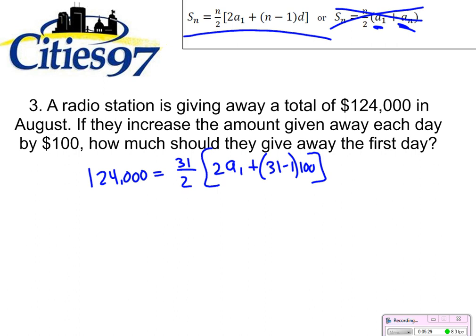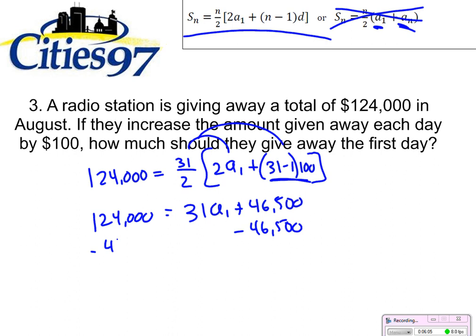I distribute this, I multiply this together, that's going to be 30 times 100, which is going to be $3,000. This is going to be 31 A1, and that's going to be 3 times 15.5, so that's going to be 46,500. So, algebra comes into play and is very helpful here. Division. So on the first day, they need to give away $2,500.